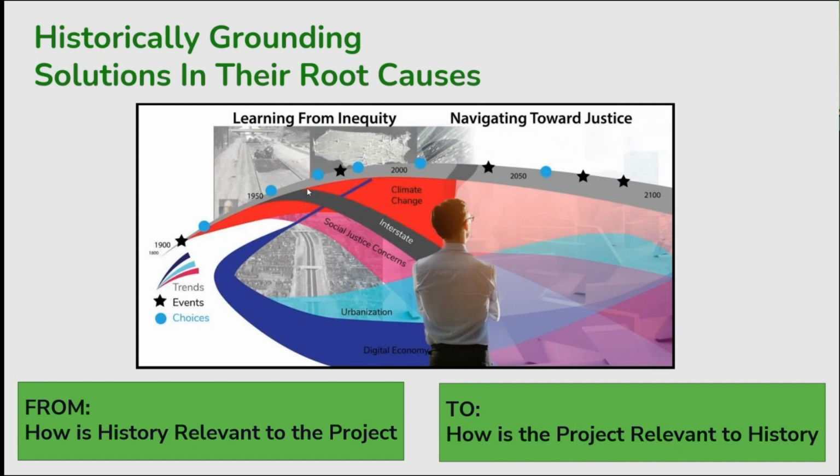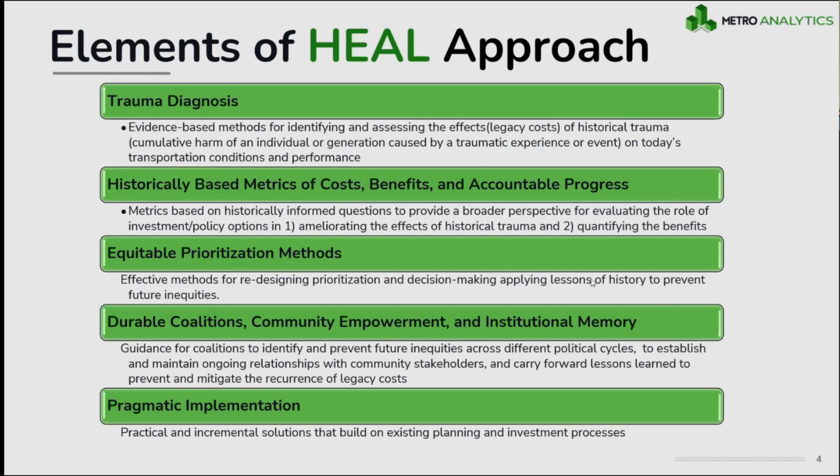So what kind of things do we do if we render a HEAL service in a planning process, in a planning study, corridor study, or long-range plan? What are we doing? We're doing trauma diagnosis. We're using evidence-based methods and constructing archives to understand what the major trends and events have been that have imposed costs that we can see showing up in our transportation system today, that people are still talking about and that people understand.